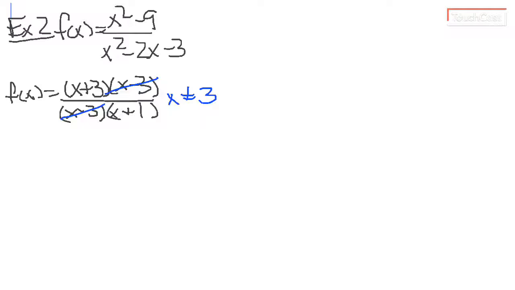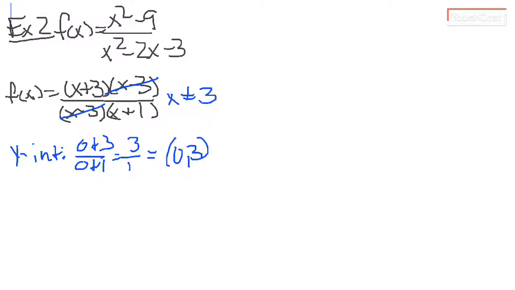So now what we can do is gather up all the information we need. We need to find the y-intercept. Now to do that, we're going to just put 0 in for x. So we're going to take 0 plus 3 over 0 plus 1, which is going to make 3 over 1. So our y-intercept is going to be the point 0, 3.